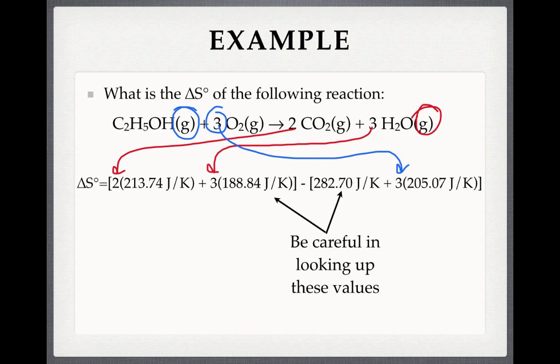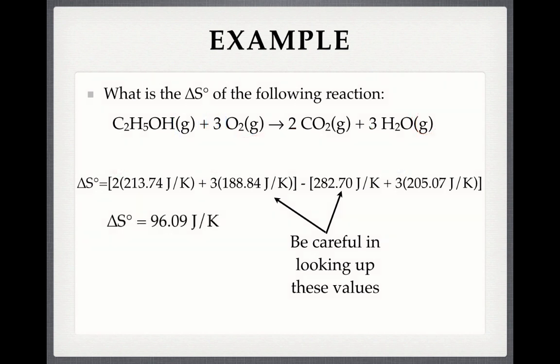Now when we add all of that up, we get a delta S of 96.09 joules per Kelvin. So we have a positive change in entropy. It becomes more disordered as we go from reactants to products here.